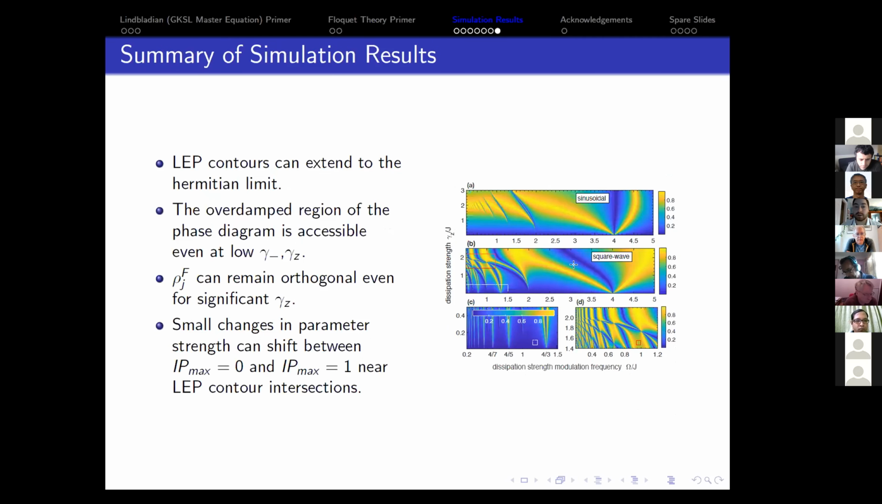So just to summarize the results that I presented today, the Liouvillian exceptional points can extend all the way down to the Hermitian limit, so we're able to actually test our results with fairly low dissipation relative to our drives. And that can also be stated for the overdamped regions if we're interested in studying those. Beyond that, as I stated earlier, the eigendensities are capable of maintaining their orthogonality deep into the dissipation range. And finally, we have the ability to quickly shift between our maximally orthogonal regions of parameter space to our exceptional points if we're interested in studying the encircling of those exceptional points.